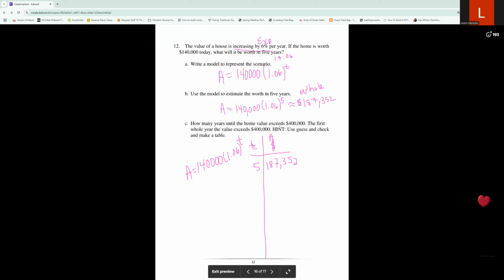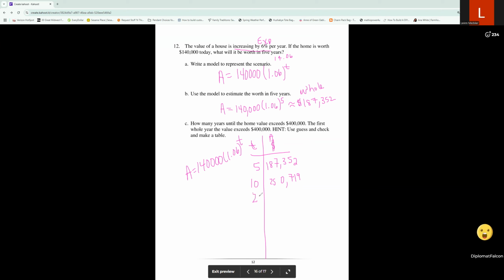Okay. So let's just jump another 5 years in the future. Let's plug in 10. So 1.06, I'll raise that, I'm doing this offline on my calculator, to the 10th. And then I'll multiply that answer by 140,000. And I get 250,719 if I round to the whole dollar. So that's, again, not quite 400,000. We're barely over double now.